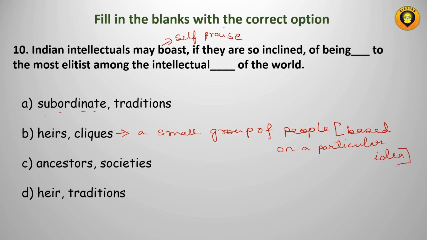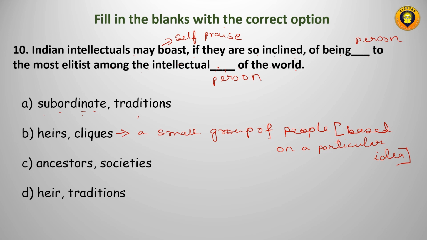The first one, subordinate and traditions. If we place traditions, like among the intellectual traditions of the world, it is not making any sense, right? There has to be a person. And it also should be a person. Only then will the meaning of the sentence be grammatically correct.